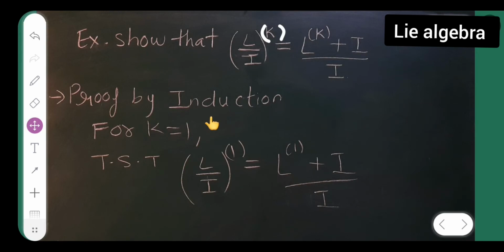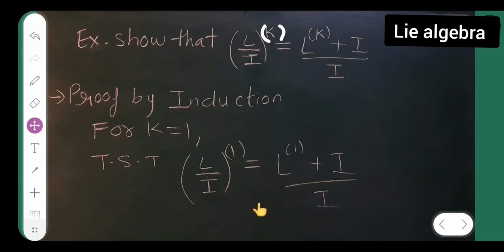First, for k equal to 1, what I need to show is that (L/I)^(1) is equal to (L^(1) + I)/I. What I have done here is just replaced k by 1. Wherever there is k, I have plugged in 1. This part is clear. Now take this part, so that I can prove this, I have to get this.